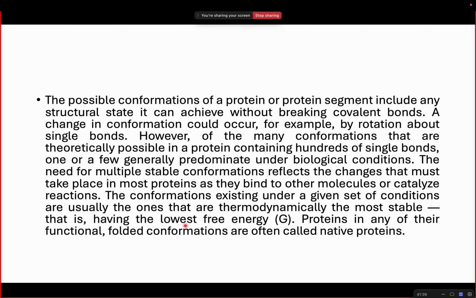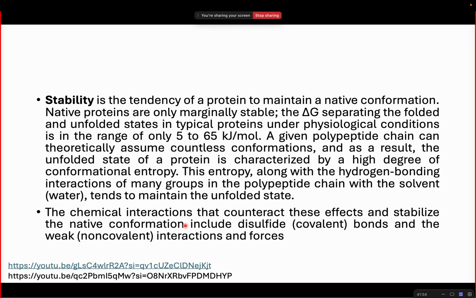The conformations existing under a given set of conditions are usually the ones that are thermodynamically the most stable, that is, having the lowest free energy. Proteins in any of their functional folded conformations are called native proteins. Stability is the tendency of a protein to maintain a native conformation. Native proteins are only marginally stable. The delta G separating the folded and unfolded states in typical proteins under physiological conditions is in the range of only 5 to 65 kJ per mole.